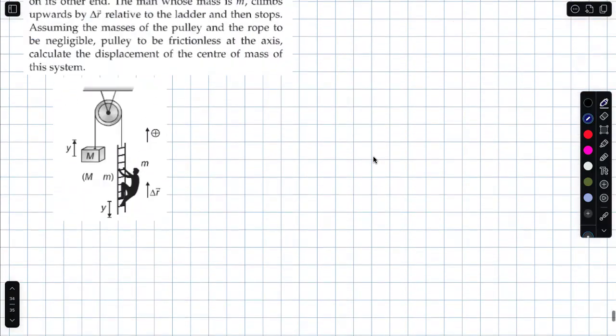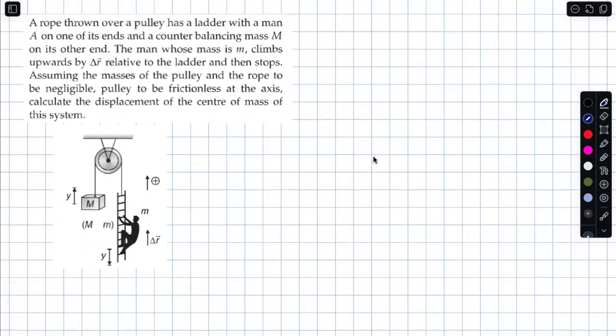Then you may ask me why I have given this question. I doubt your performance. That is the reason why I gave it. So same question. In that situation, what have we done? We took system 1, this part, system 1, which is a ladder and man, and system 2, the counterweight. That's all.